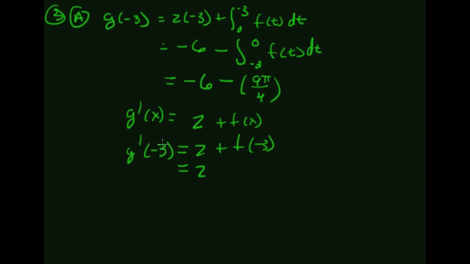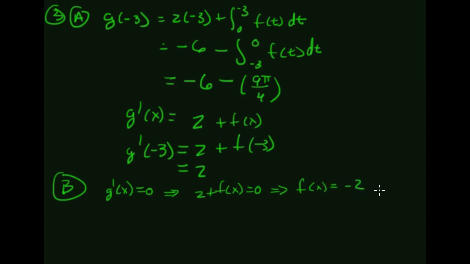Alright, so that moves us on to part B. Part B is actually pretty straightforward. It asks us where is the absolute maximum. If you think about this, the absolute maximum has to occur when g prime of x is equal to 0. So this is when 2 plus f of x is equal to 0, which means we want to know when f of x is negative 2. The only place where that's the case is when x is 5 halves. You can get that from the graph.